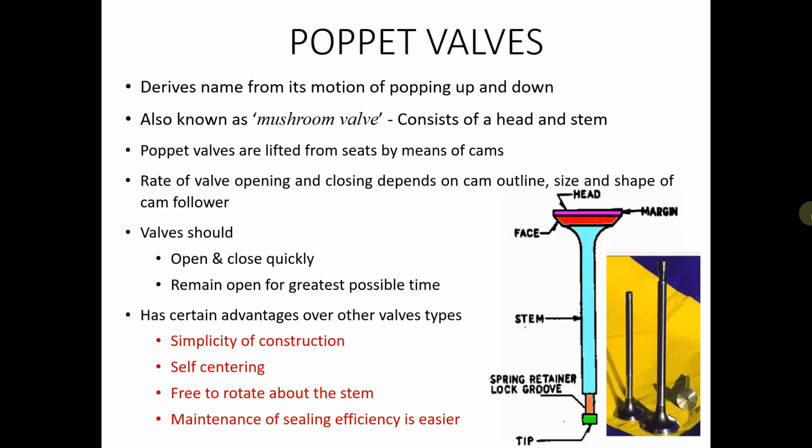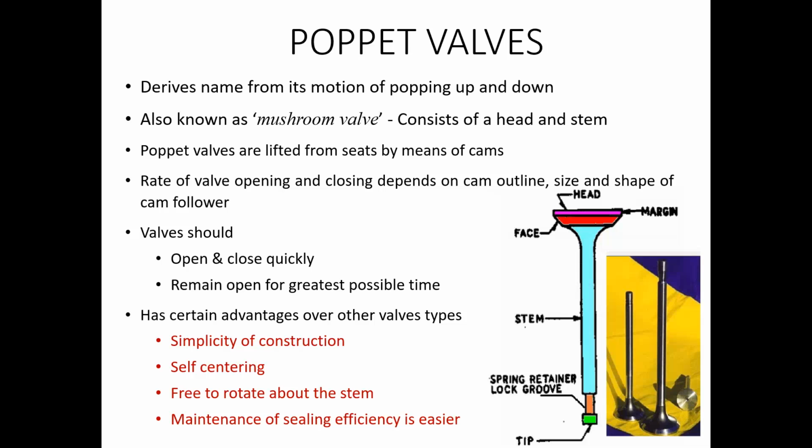The rate of valve opening and closing depends on the profile of the cam, that is the cam outline, size and shape of the cam, and the follower mechanism. The valves should open and close quickly, and they should also remain open for the greatest possible time. That is how the inlet valve can admit more of the required air fuel mixture, and the exhaust valve can let out the maximum exhaust gases if the valves remain open for the greatest possible time.